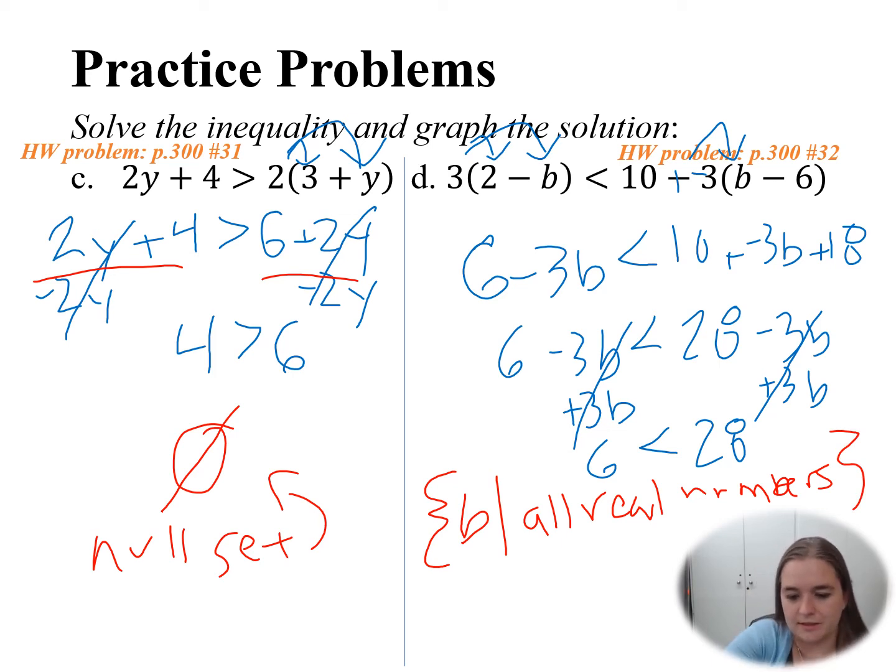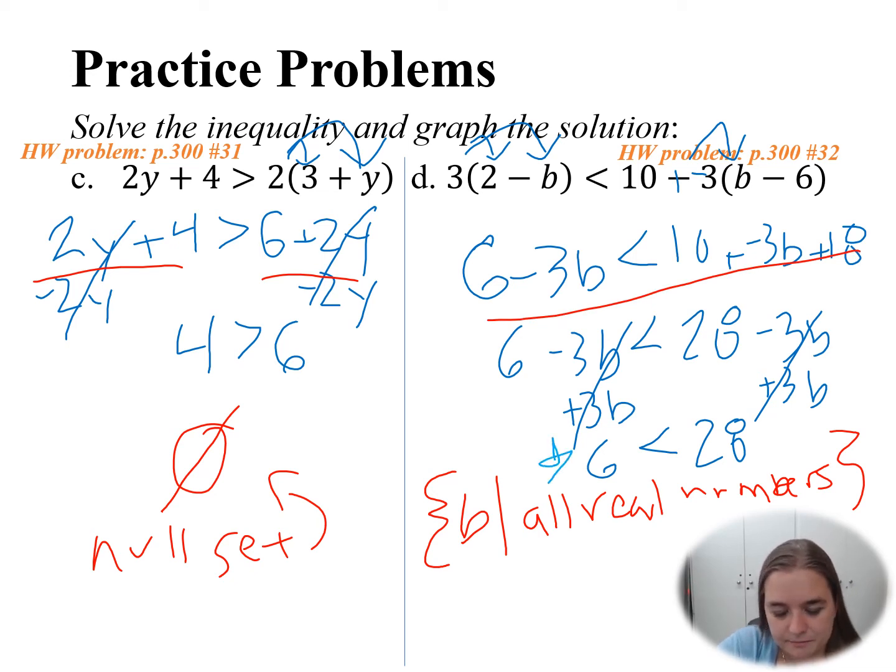Anything that I do to this is going to wind up with a true statement every time: 6 is less than 28. So, just like with our equations, we can have one type of solution. I can have no solutions, that null set idea, or I can have infinitely many. So if I wind up with a true statement at the end, I know that my variable could be any real number.